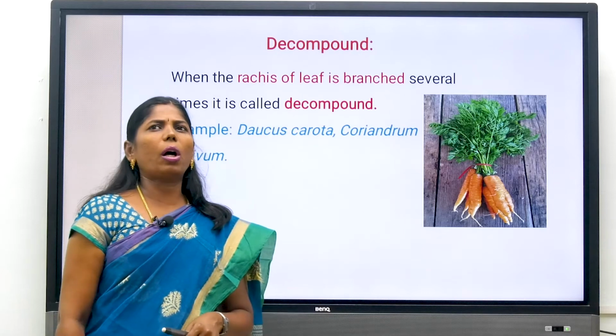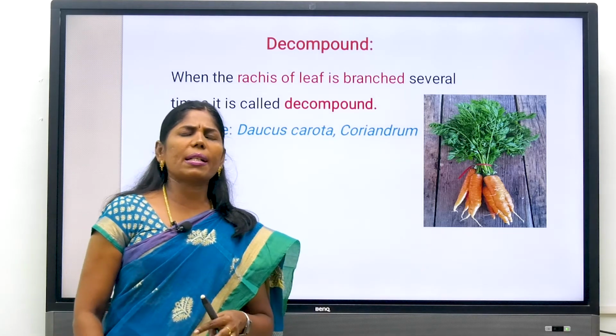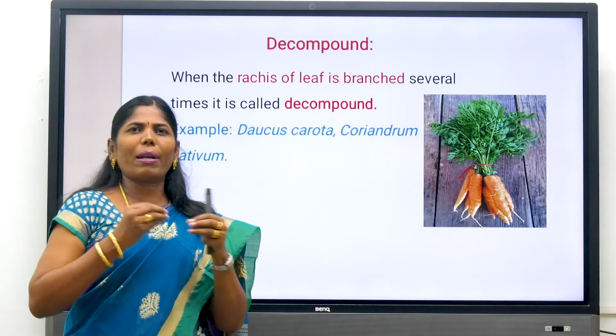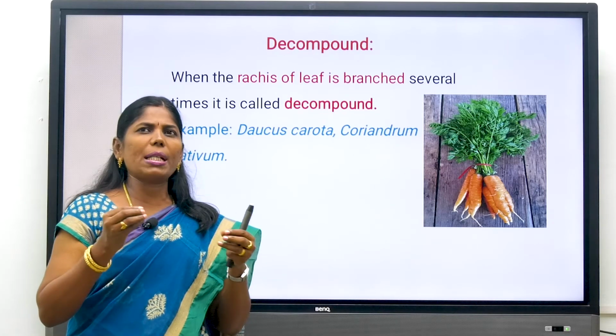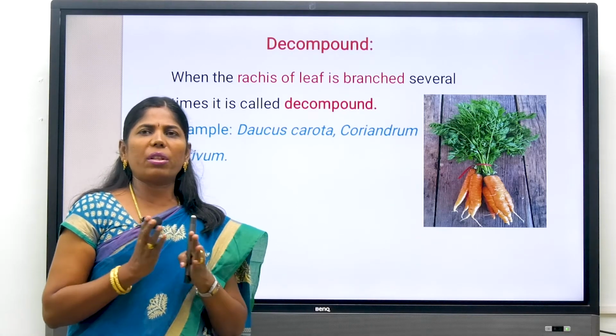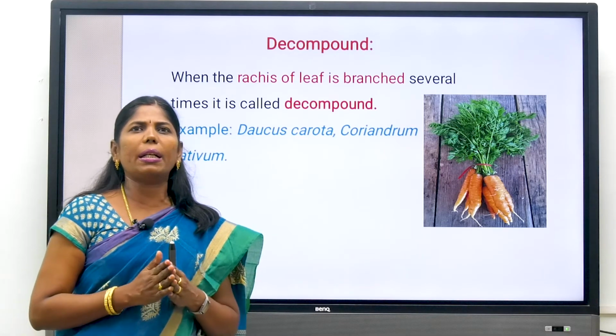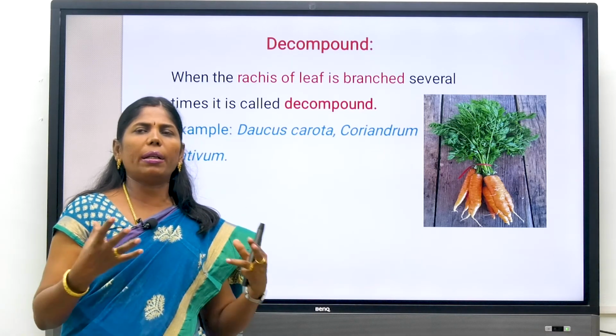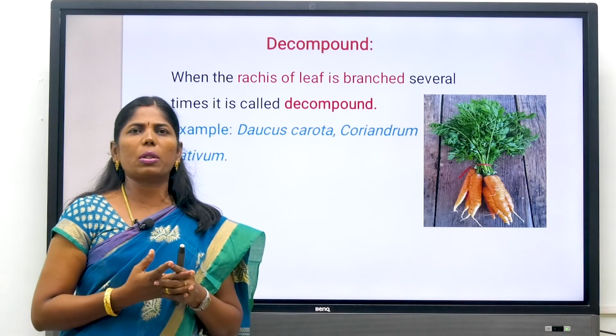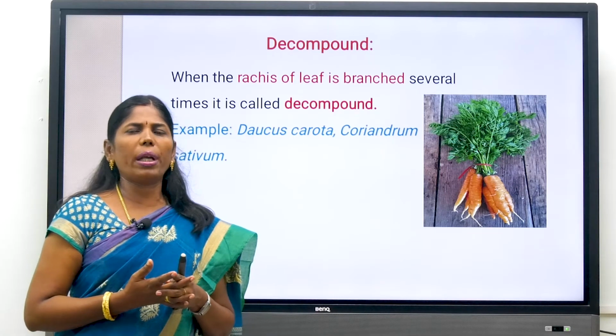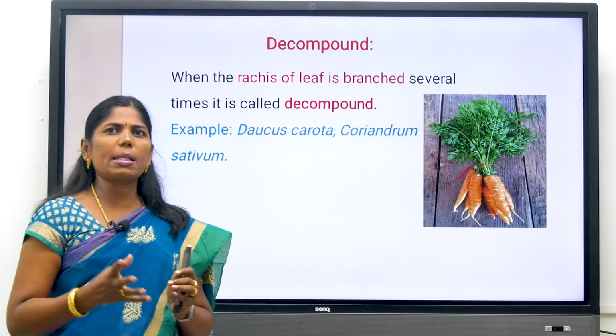So what are decompound leaves? Here we can see so many branches of the rachis. Each and every rachis gives rise to secondary and tertiary rachis. When the rachis of the leaf is branched repeatedly, that is considered decompound. Since there are uncountable branches, we call it decompound. Daucus carota and coriandrum leaves are the best examples for that.